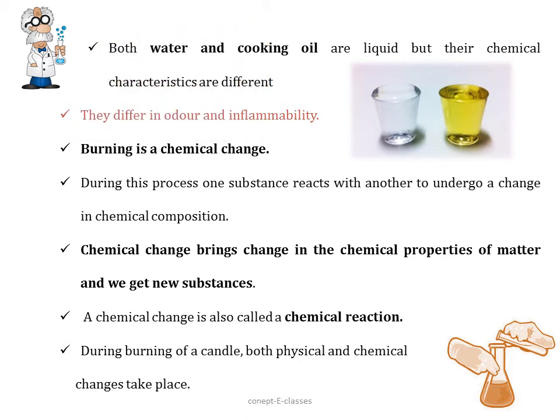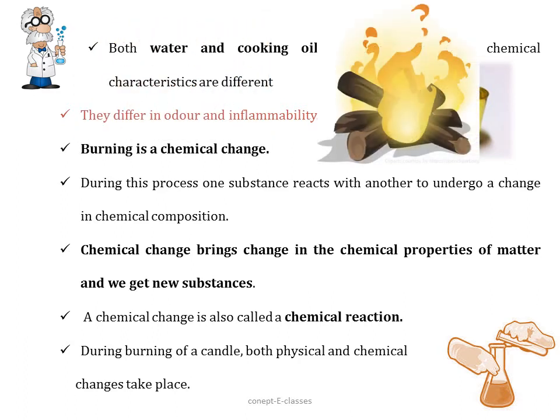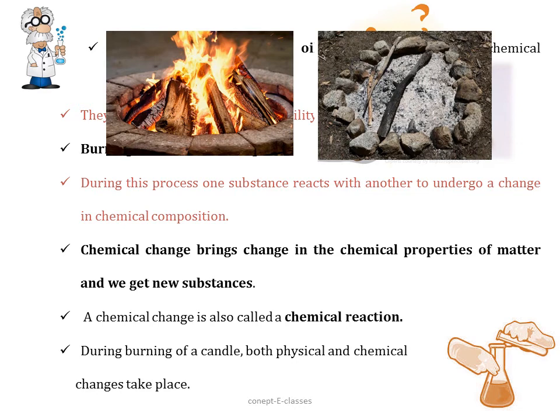Now, what is a chemical change? Say, for example, burning. It is a chemical change. During this process, one substance reacts with another to undergo a change in the chemical composition. So here wood, when it burns, what happens? It is undergoing a change in the chemical composition, right? The wood is completely burned and we get a new substance. What all other substances do we get? We get ash, we get gases like carbon dioxide and smoke, and a lot of heat energy is also released.